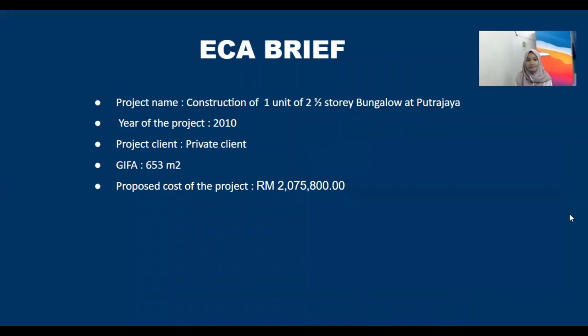Okay, next slide. Next, let's take a look at our project brief of ECA that we use as a reference for our cost plan. The project name is the construction of one unit of 2.5-story bungalow at Putrajaya. The year of the project is 2010, which is 9 years different from our proposed project. The project client is also a private client. The GIFA for the project is 653 meters square, and the proposed cost of the project based on the ECA is 2,075,800 ringgit.